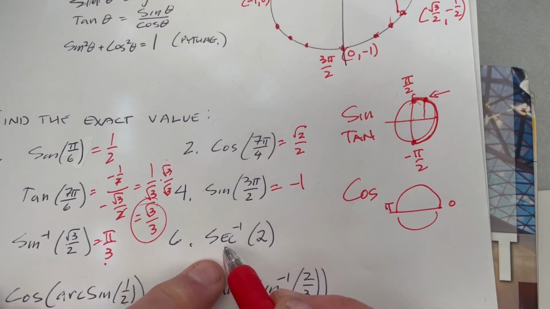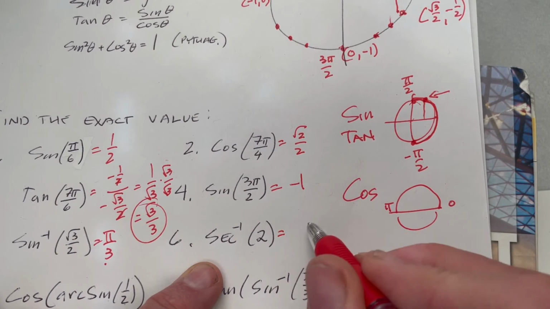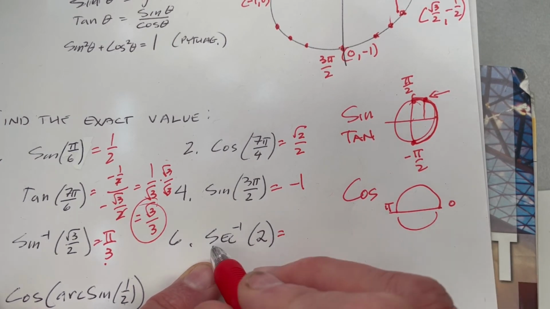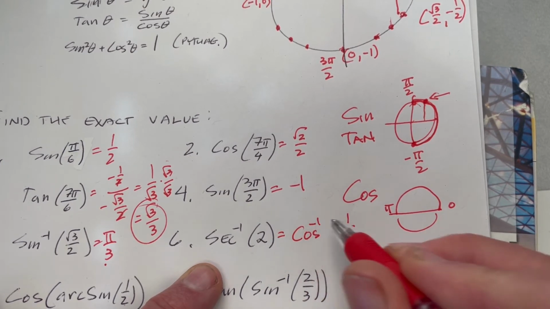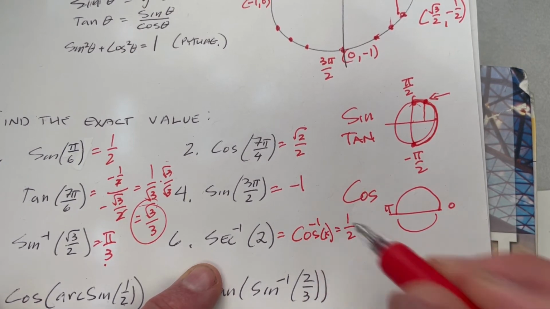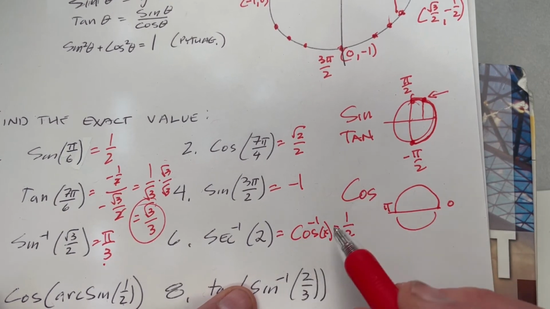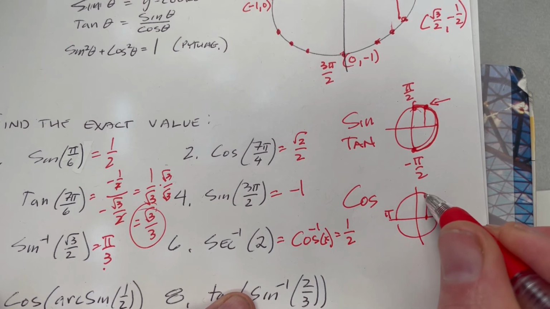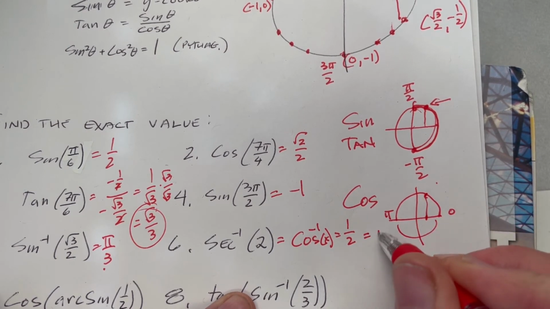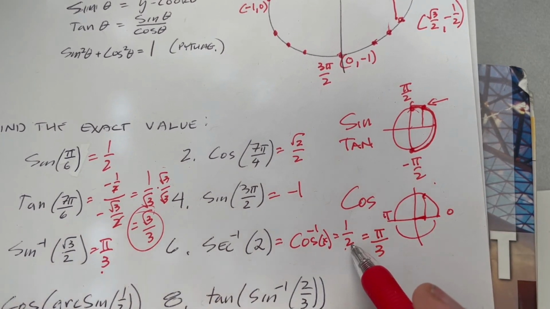The inverse secant of 2, that's saying, well, if I invert both of these, that's the cosine value. When is that going to be 1/2? That's the same thing, because the secant is 1 over cosine, and 1/2 inverted is 2. So when is this going to be the case? Well, that's going to be when my cosine value is halfway, and that's also going to be at pi over 3, where my cosine value is a positive 1/2.